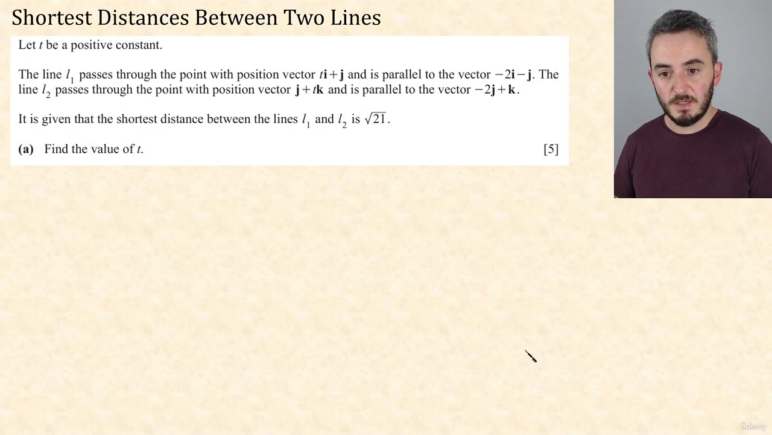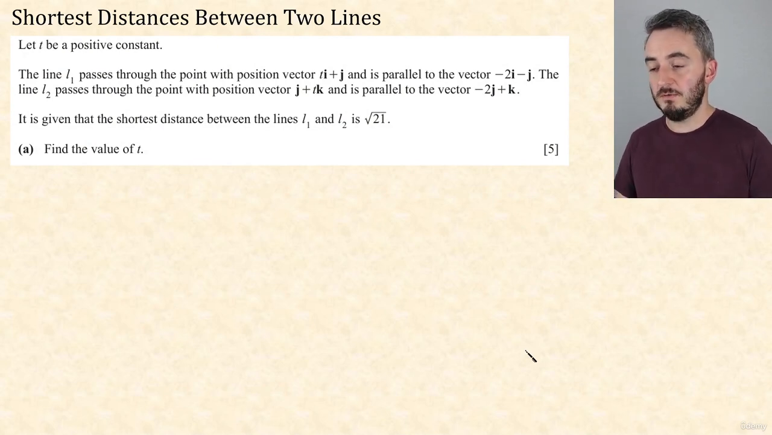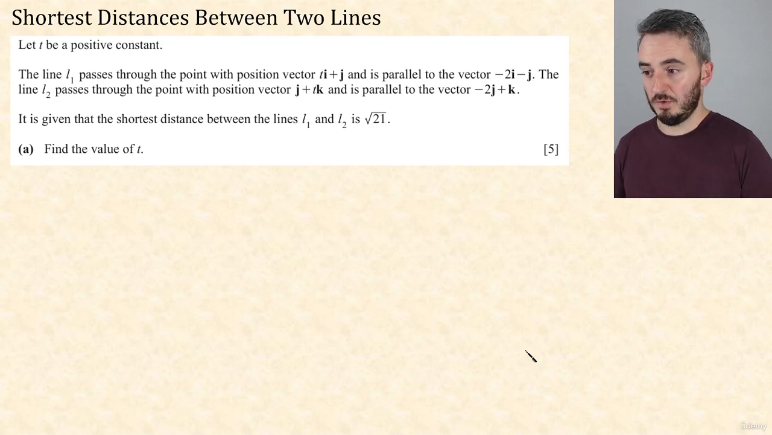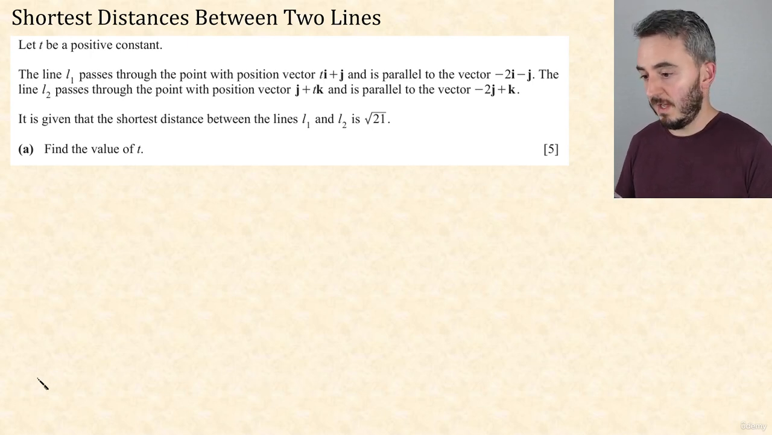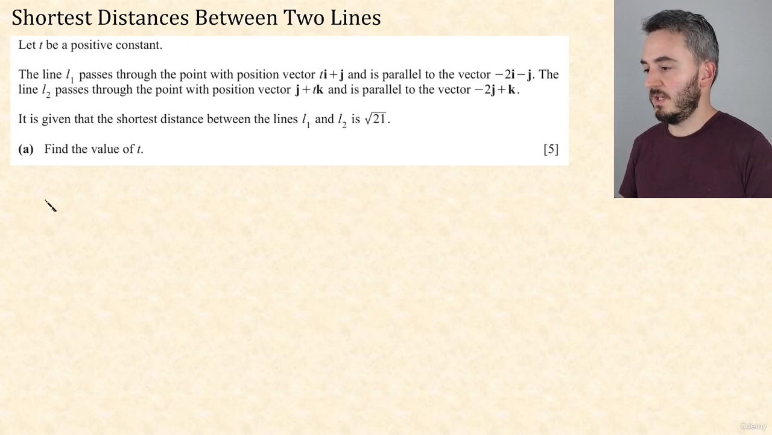So here's a real exam problem. Let t be a positive constant. The line L1 passes through the point with position vector ti plus j and is parallel to the vector minus ti minus j. The line L2 passes through the point with the position vector j plus tk and is parallel to the vector minus 2j plus k. It's given that the shortest distance between the lines L1 and L2 is root 21. Find the value of t. Notice how different that is already from my example. So let's try to get into a form that we can make sense of.